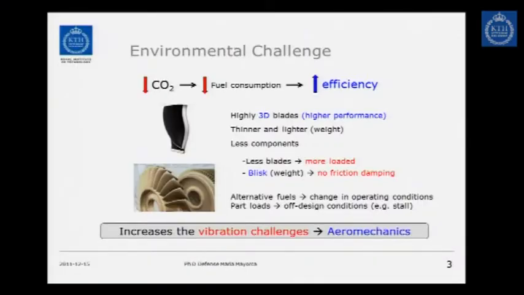Also, another aspect is that when there is the use of the alternative fuels, the operating conditions, for example, for power generation can change. And then we need to be able to have reliable operation there. And also a challenge could be working in part loads. So all this together increases the vibration challenges. And this is dealt with inside the aeromechanics, which is another word in the title that I have.